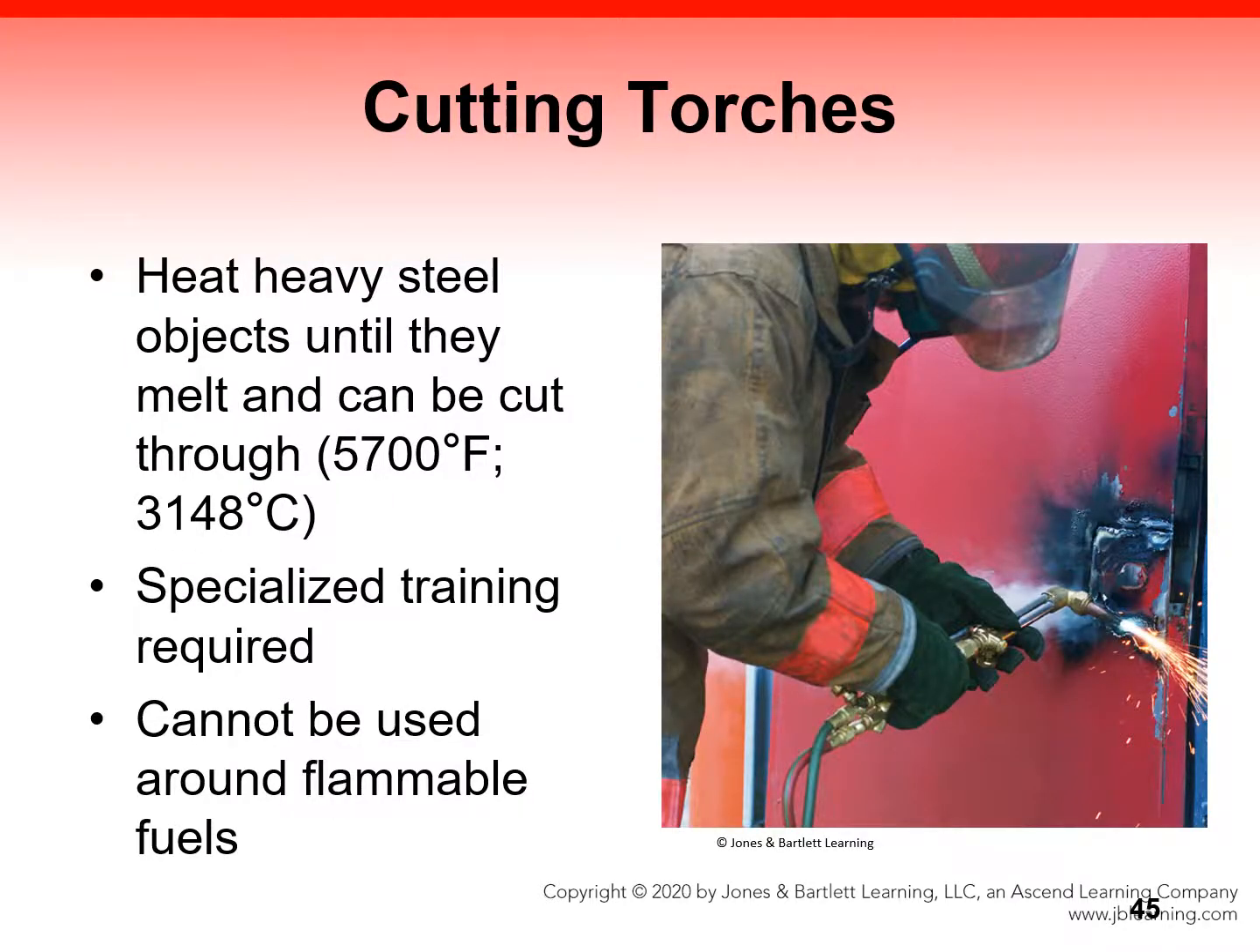Cutting torches produce an extremely high temperature flame and are capable of heating steel until it melts, thereby cutting through the object. Because these torches produce such high temperatures, anywhere from 5,700 degrees Fahrenheit, operators must be specially trained before using this tool. Cutting torches are sometimes used for rescue situations and for cutting through heavy steel objects. They cannot be used where flammable fuels are present.